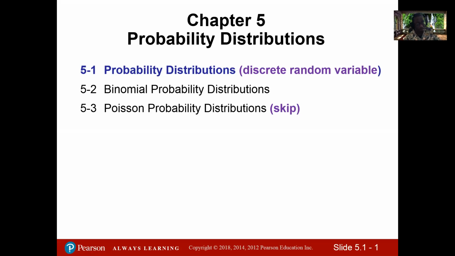We start in chapter 5, which talks about probability distributions. Now we're talking about the distributions that deal with what? Discrete random variables. Remember we talked about these random variables. We have two kinds, the discrete and then continuous. Chapter 5 is the only chapter in this class where we will consider probability distributions for random variables. The rest after that, chapters 6, 7, and on, all deal with continuous random variables.